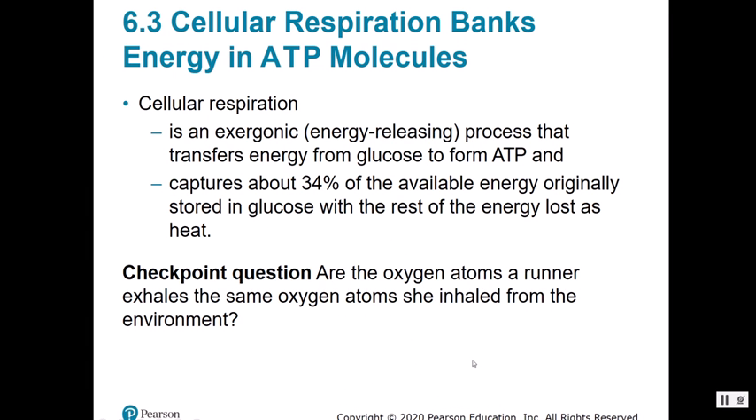So if you look at objective number 3, it says, provide the overall chemical equation for cell respiration, identify reactants and products. So that's where we're going now. Cell respiration is an exergonic, which means energy releasing, process, and it transforms energy from glucose to make ATP. It captures about 34% of the available energy originally stored in glucose, with the rest of the energy lost as heat. So that's our energy yield. We use about 34% of the energy in glucose. The rest of that is lost as heat. And that's the same checkpoint question, so we'll move on.